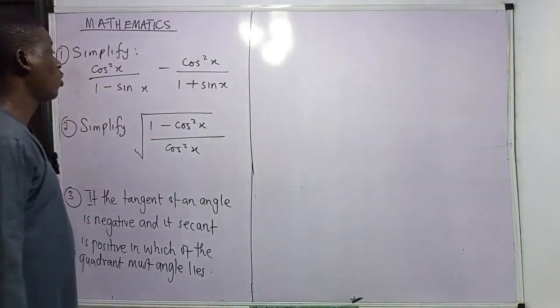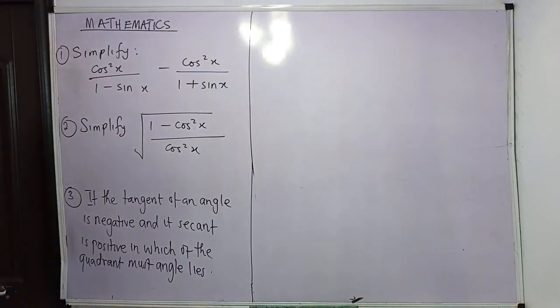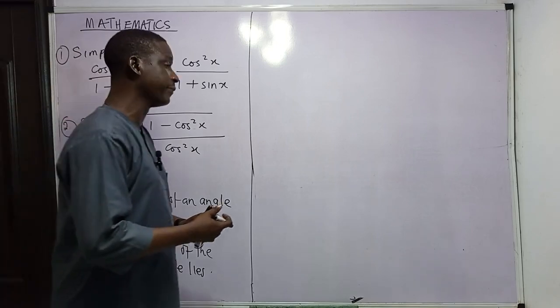Hello guys, we want to enter part 2 of identity analysis questions. Before we now enter the compound angles aspect of it, let's deal with these 3 questions quickly.